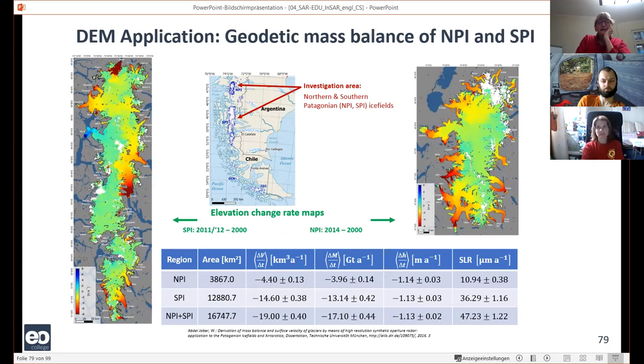Okay, then DEM applications. Here is an example using these elevation models over time in the northern and southern Patagonian ice fields. This is not like what is done over Greenland with ICESat with an altimeter. This is following very high resolution elevation models over time, from 2011 to 2014, just 3 years. By following the surface model, you can see the changes here in this case of these two glacier systems. Really interesting and very, very important data sets to monitor the rapid change that we humans are causing to our planet.